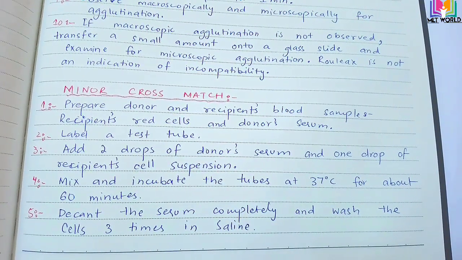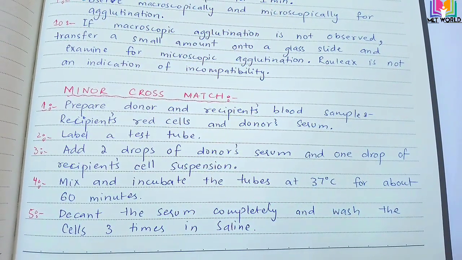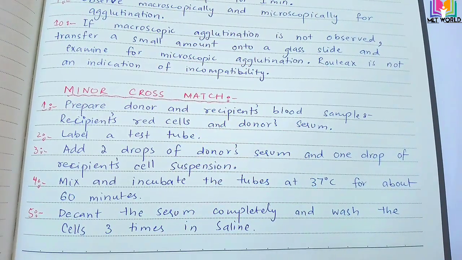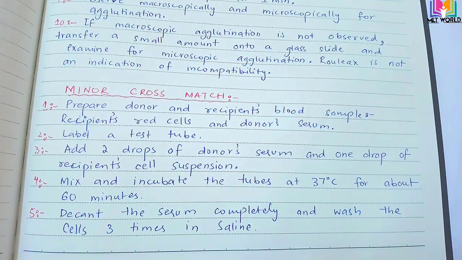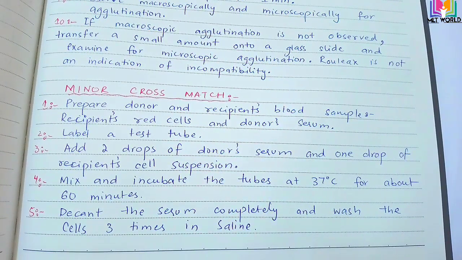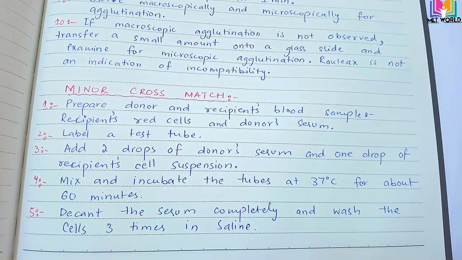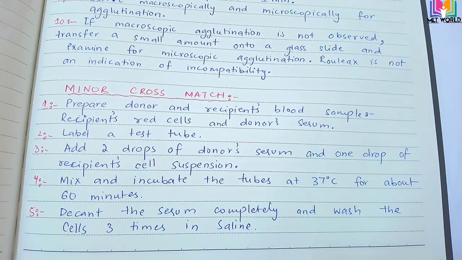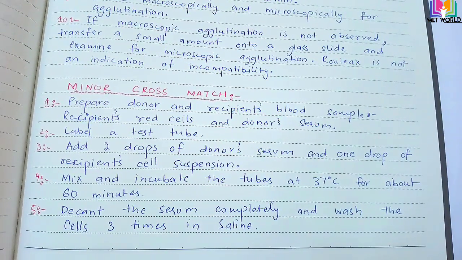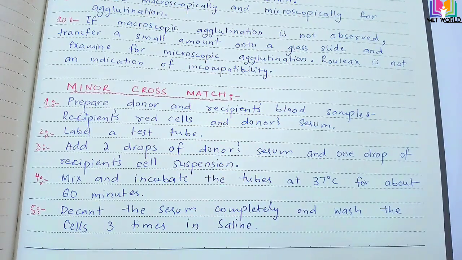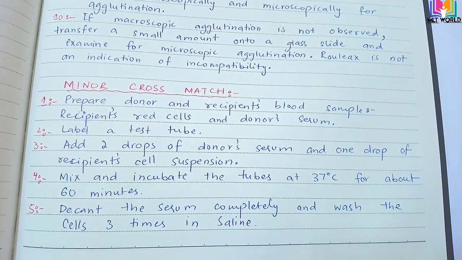After that, the procedure is the same, but now for the recipient red cells we have to make a suspension. Before, in the major cross match, we took donor red cells, and at that time we also made a suspension. Now from the recipient red cells we will make a suspension. Now we will label our test tube. Now we will take 2 drops of donor serum but 1 drop of recipient cell suspension.